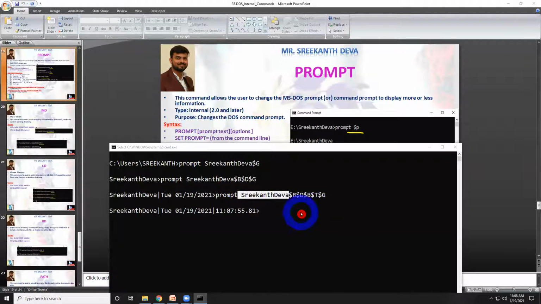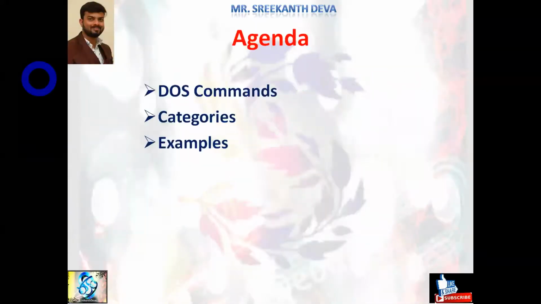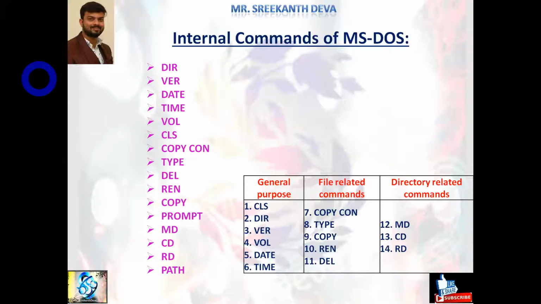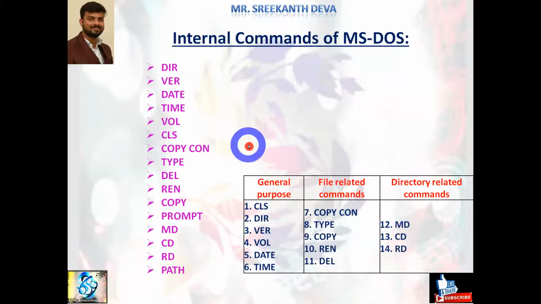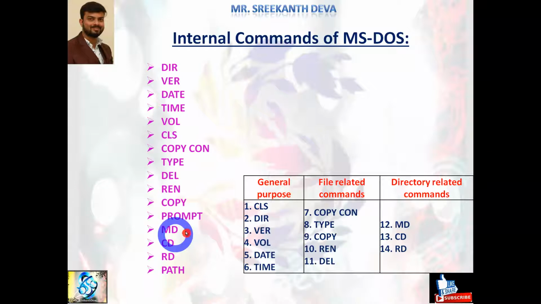We can also add what? Some symbols, lesser than symbol, greater than symbols, date information, time information, path information, like that we can modify it. Okay, so this is the completion of various internal commands we had discussed from the last video session onwards. We discussed in detail what DOS commands are, various internal commands like directory command, version command, date command, time command, volume command, CLS command, copy con command, type command, delete command, rename command, copy command, prompt command, make directory, change directory, remove directory, and path.